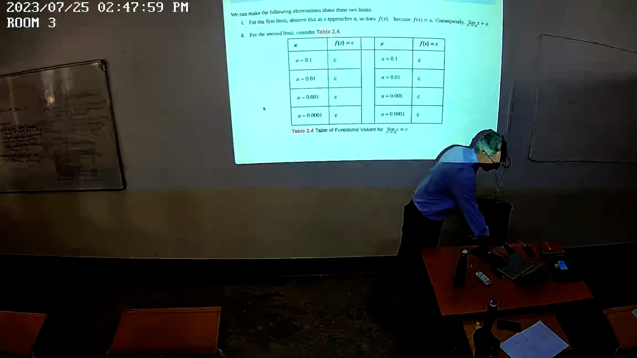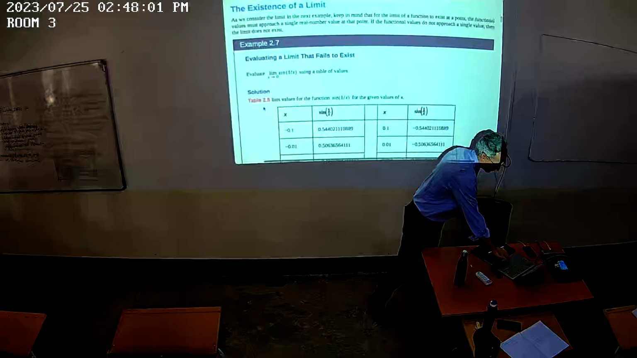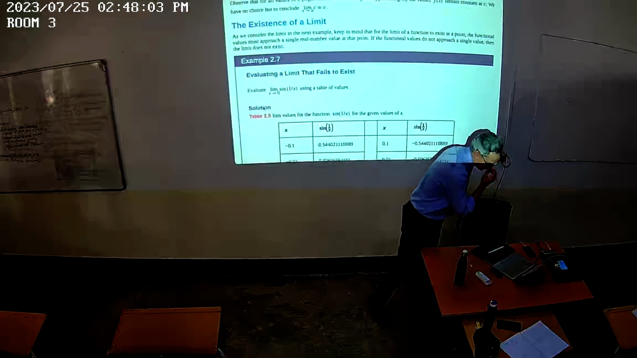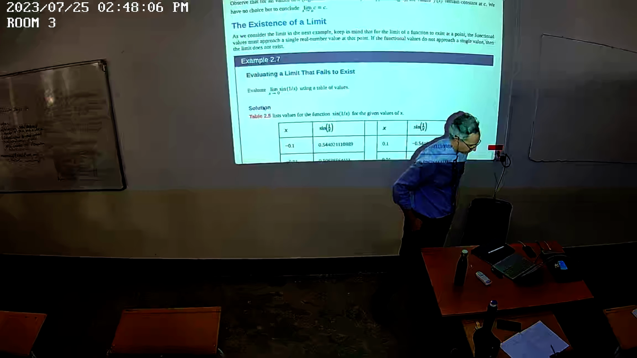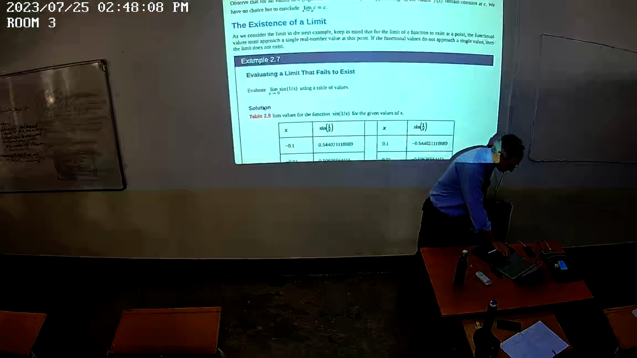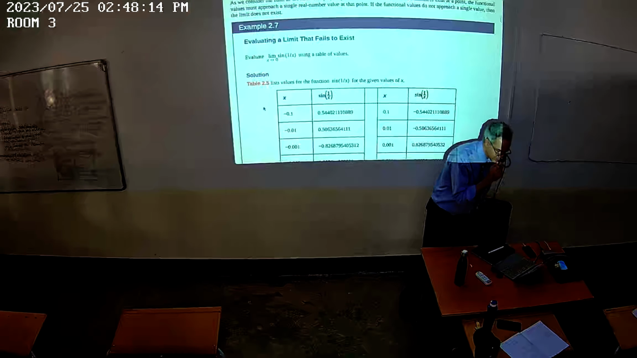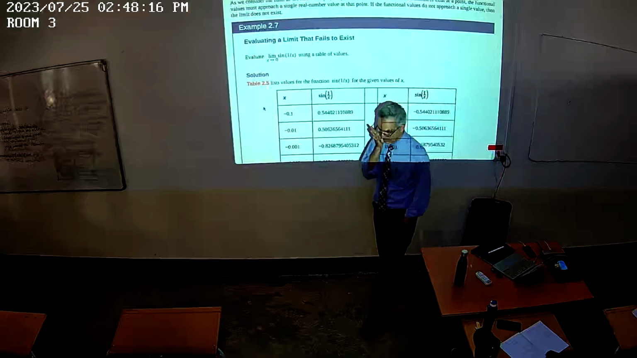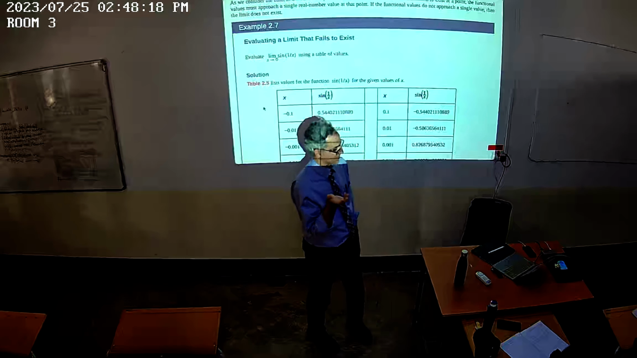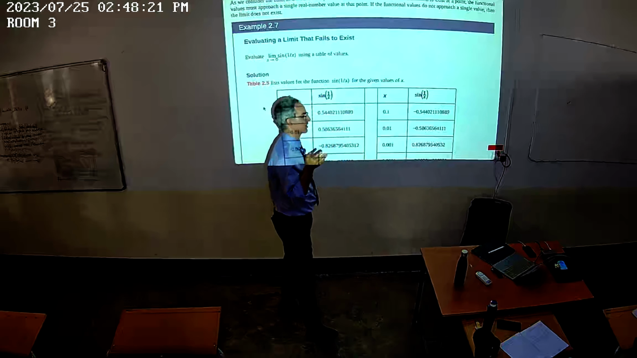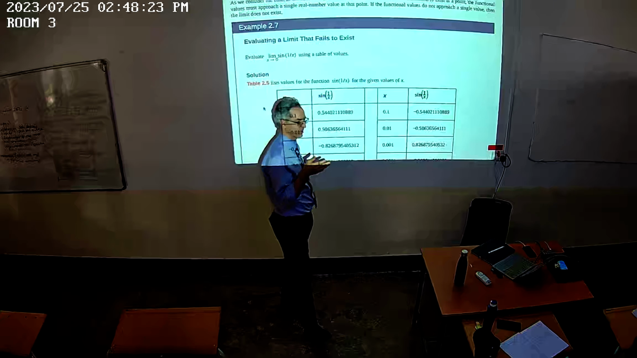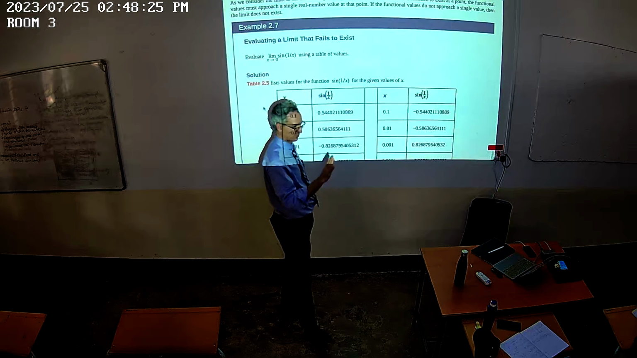So those are the first two laws. Now we need to consider a possibility, which is that sometimes the limit does not exist. That's not always the case for a function. A function can be perfectly well defined and still not have a limit. The limit does not exist.